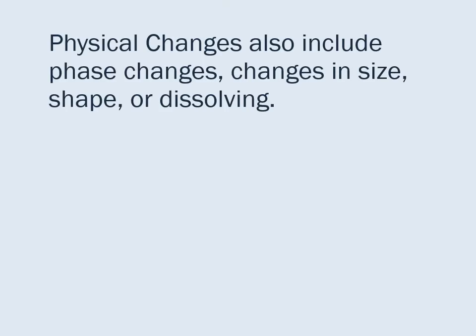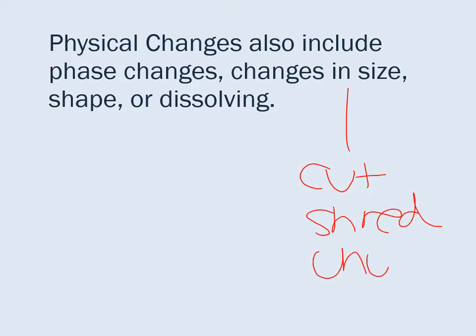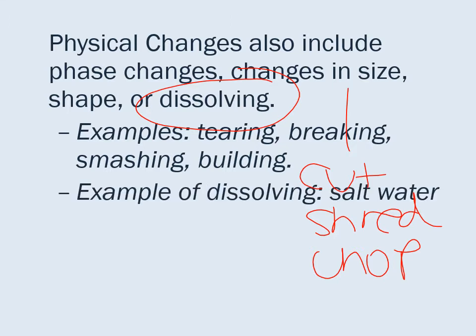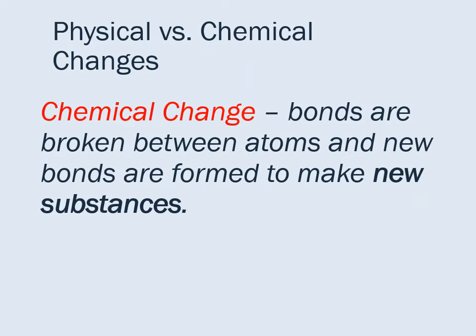Some other changes that are considered physical changes are phase changes, like melting and boiling, and changes in size, if you cut something, shred it, or chop it in half. Those are all physical changes because it doesn't change the chemical formula. If you change its shape. And dissolving, if you dissolve sugar into water, like you're making iced tea, you stir in sugar, that's a physical change. And there are some more examples: tearing, breaking, smashing, building, and dissolving.